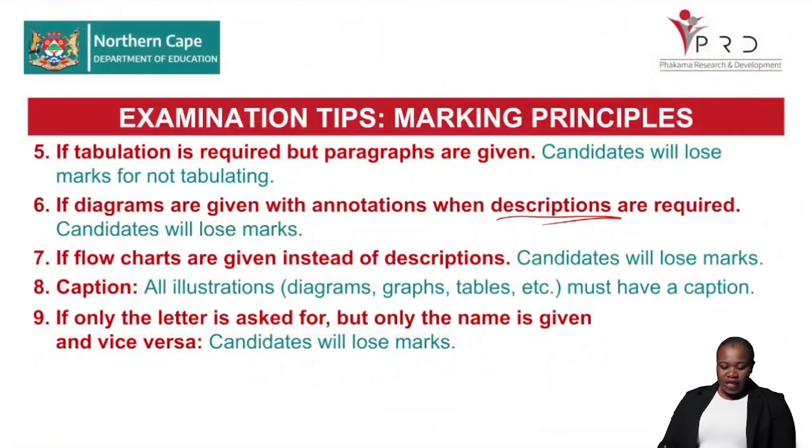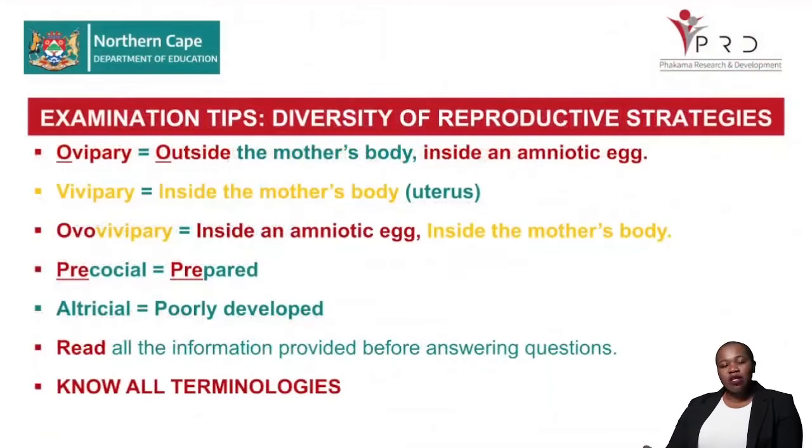If flowcharts are given instead of descriptions, candidates will lose marks. Again, if they say describe, make sure you describe. All illustrations must have a caption. So your graphs, your tables, your drawings must have a caption or a heading. And lastly, if only the letter is asked for, but only the name is given and vice versa, candidates will lose marks. If they want the name, give the name. If they want the letter, give the letter.